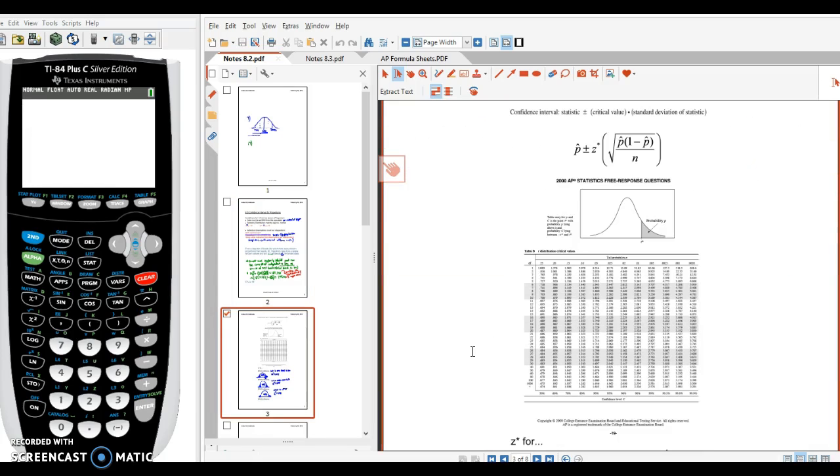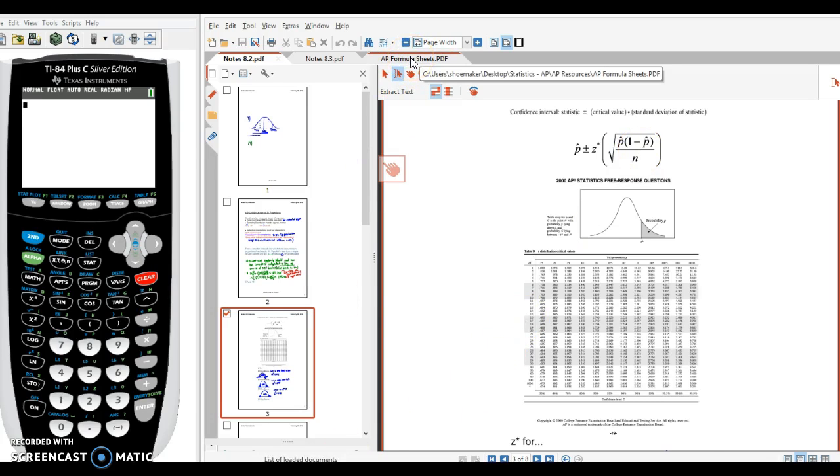Otherwise, the formula for the confidence interval for proportions: notice that in this case, as I'm talking about proportions, my point estimate is the proportion from the sample plus or minus the z star. Z stars are always used for proportions. We'll talk about how to get that in just a minute, times the standard error of proportions. This is directly from the last chapter when we were doing sampling distributions of proportions.